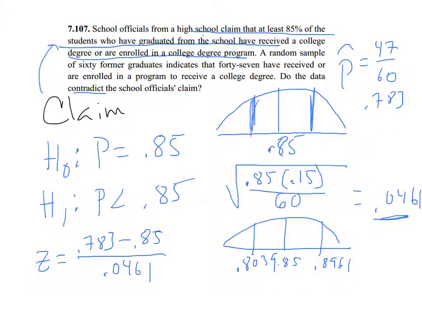So if I calculate this, I'm getting, let's get a pen, I'm getting negative 1.45. So that is my test statistic.